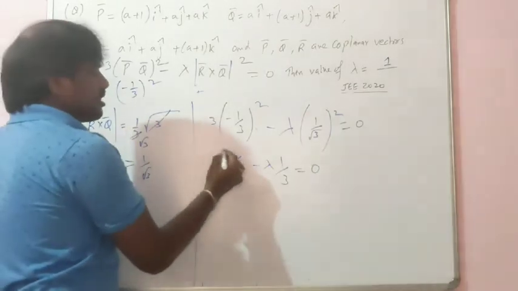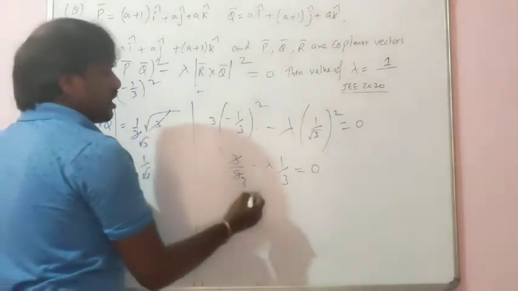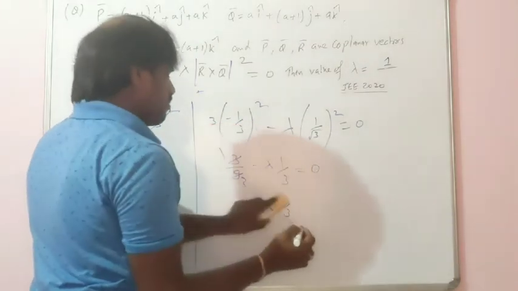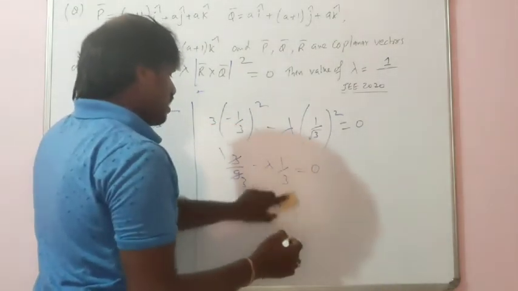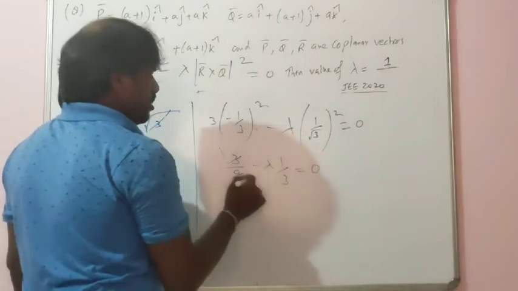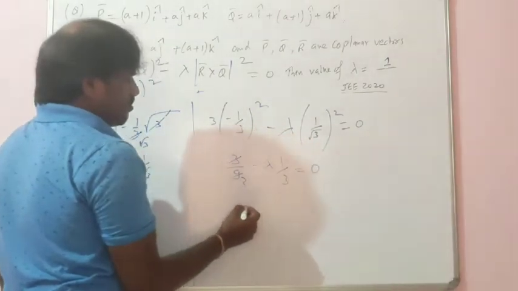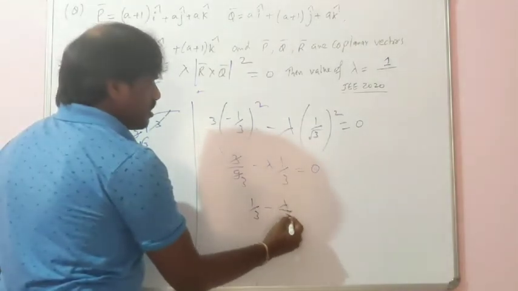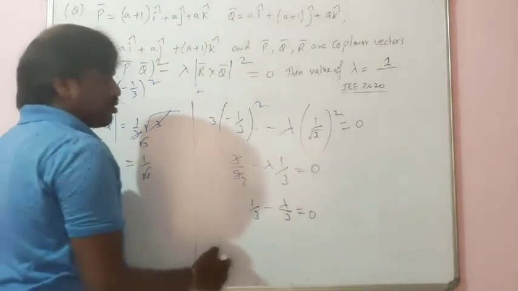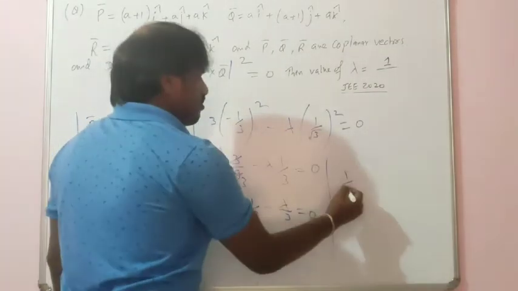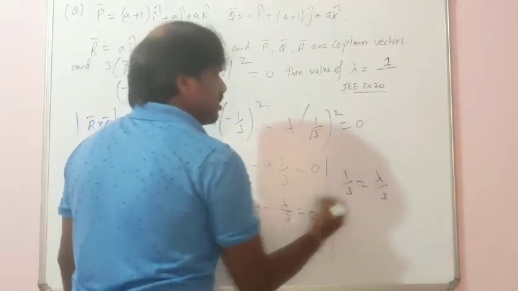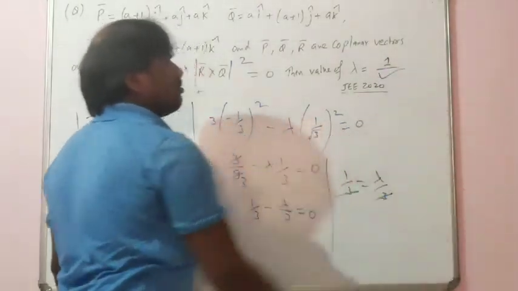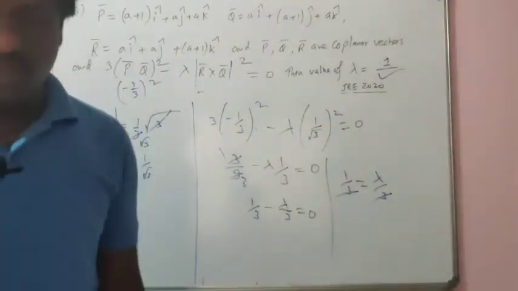So finally I am going to get 1 by 3 minus lambda times 1 by 3. So I can write this as 1 by 3 minus lambda by 3 is equal to 0. So 1 by 3 is equal to lambda by 3. 3 cancels, so the lambda value is 1. So this is the numerical based question asked in JEE 2020.